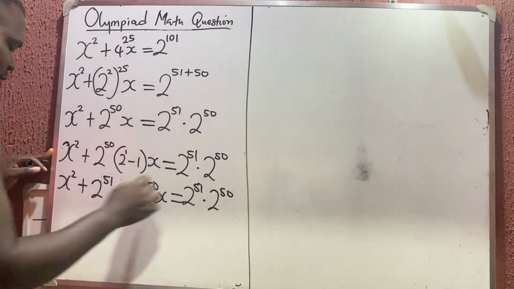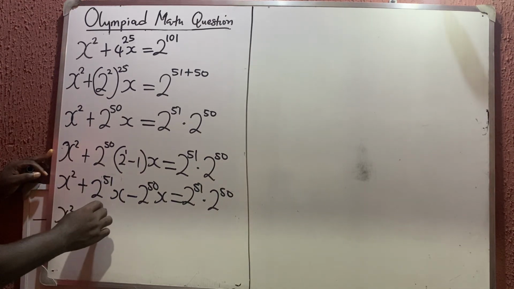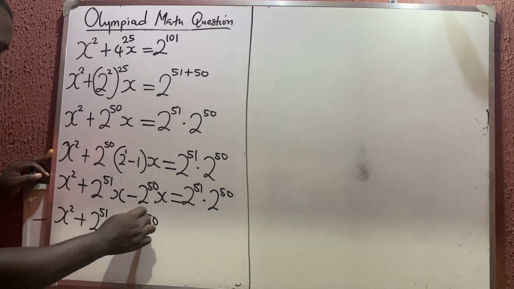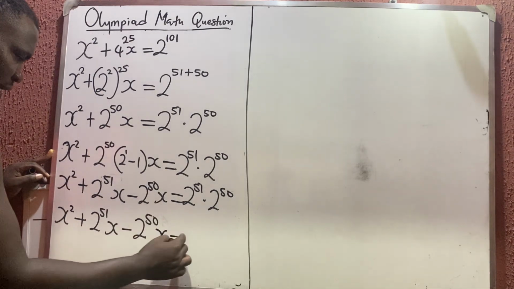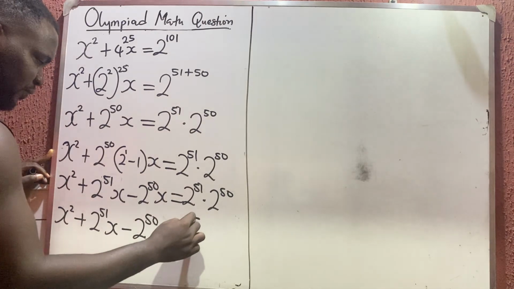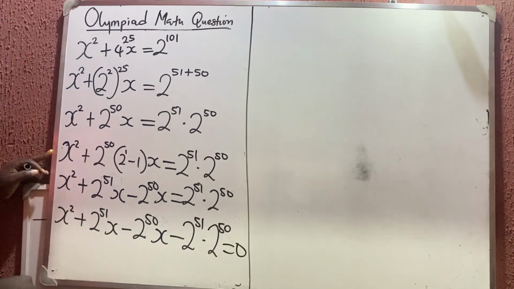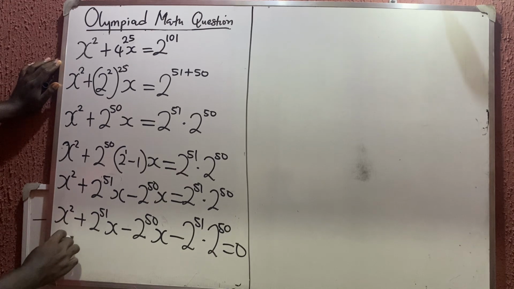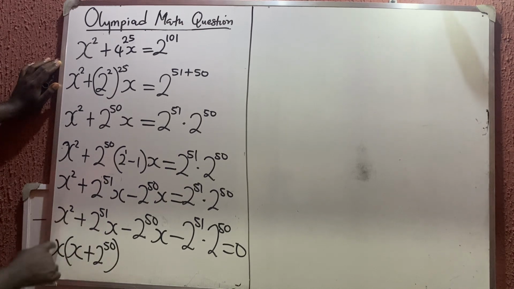Okay, so this is now x squared plus 2^51 x minus 2^50 x, then minus 2^51 · 2^50, is equal to 0. Now let us factorize something. This will have something in common, so I'm going to have x in bracket of x plus 2 raised to the power 50.